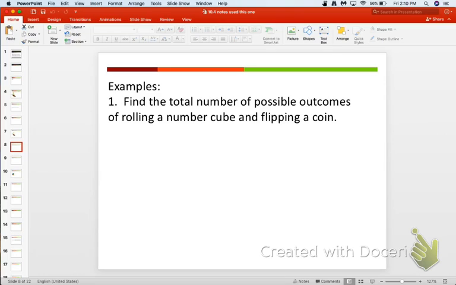Let's look at another example. We need to find the total number of possible outcomes of rolling a number cube and flipping a coin. Well, I have to think about a number cube. A number cube has 6 possible outcomes, and flipping a coin has only 2 possible outcomes. So now I go 2 times 6, that equals 12. There are 12 outcomes possible.